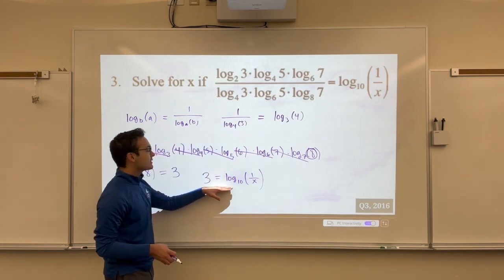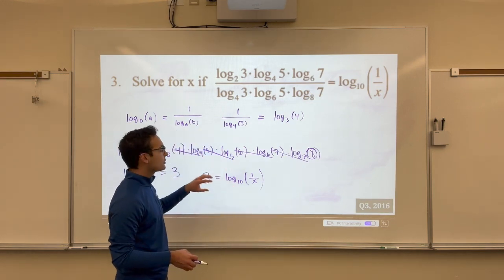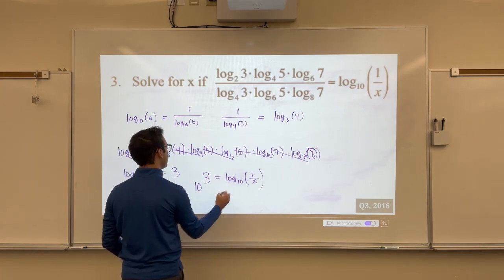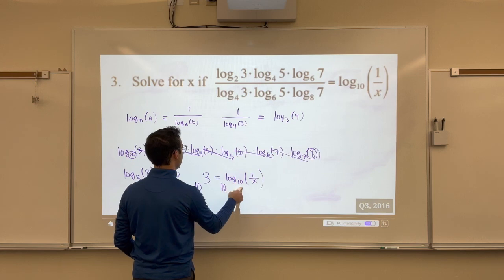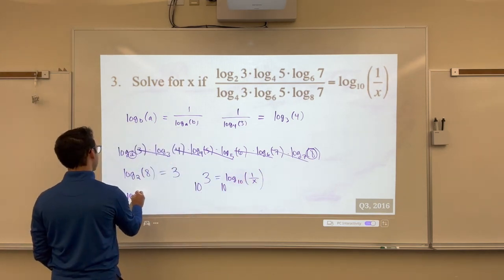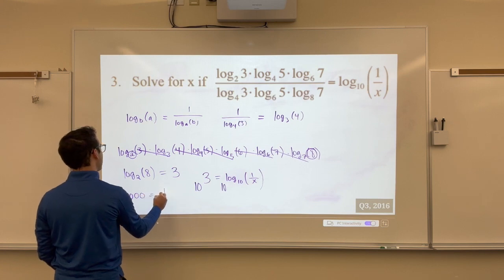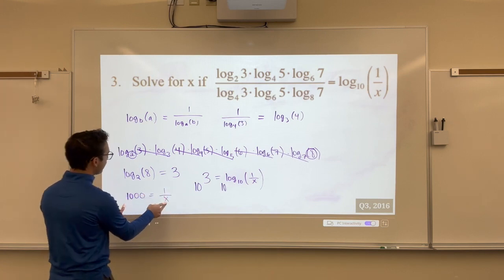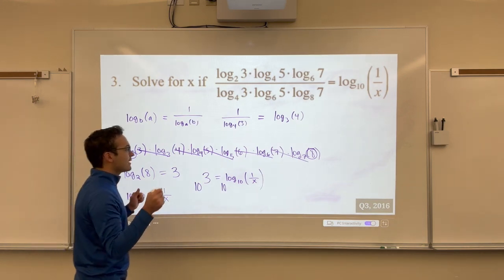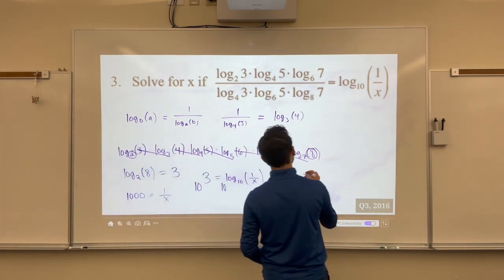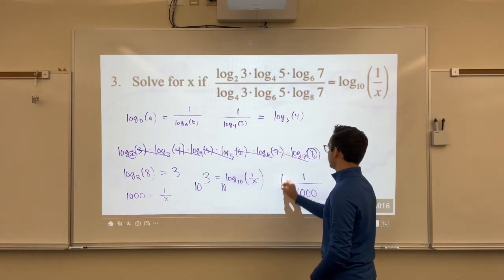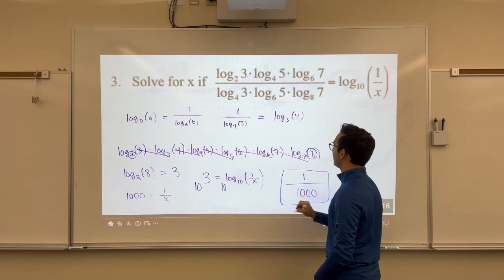Okay, so now that we have this expression, to get rid of the log, we want to treat these as exponents and have the base as 10. So we're going to have 10 cubed is equal to 10 raised to the log base 10 of 1 over x. 10 cubed is equal to 1,000. So 1,000 is equal to 1 over x. So therefore, if we swap the x and the 1,000, we will get our answer. We will say that x is equal to 1 over 1,000. And that is our final answer.